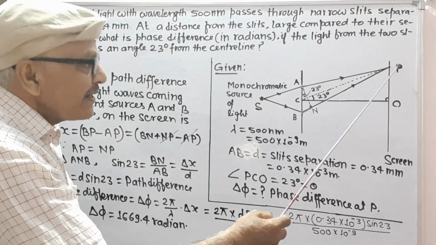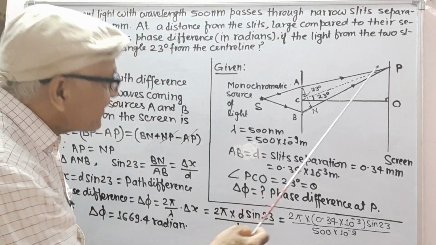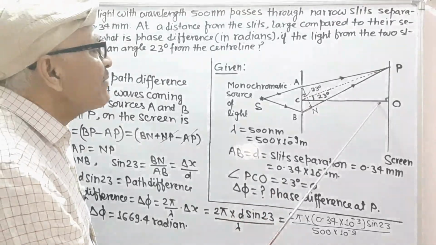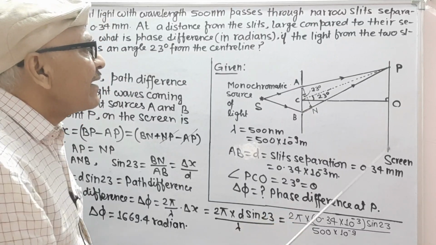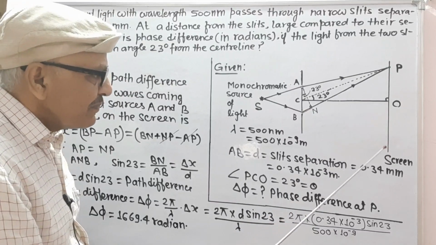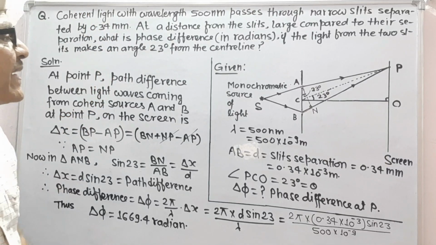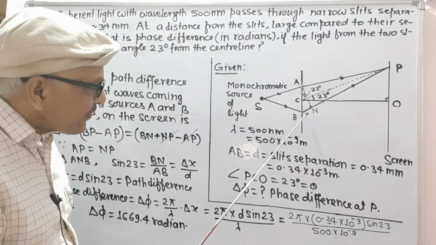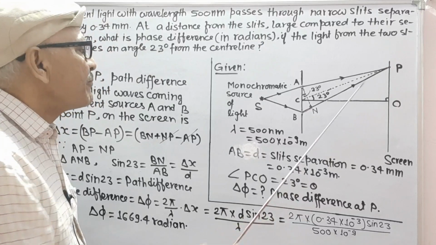At any point P on the screen, the center line PC makes angle 23 degree from horizontal, where P is a point on the screen. We have to find the phase difference in radians between the light waves coming from coherent sources B and A to point P.